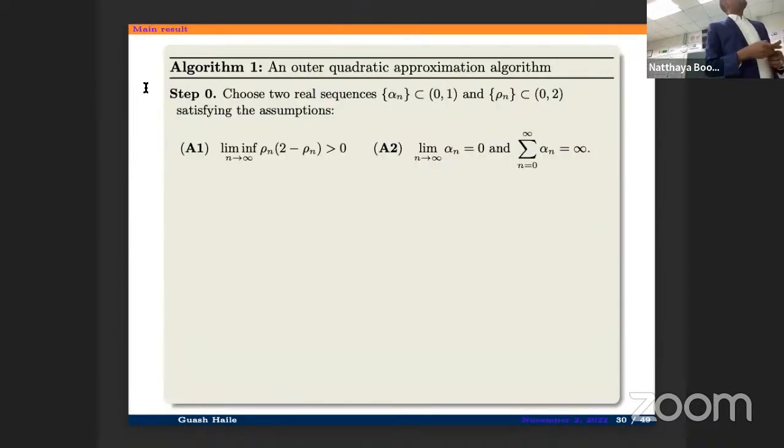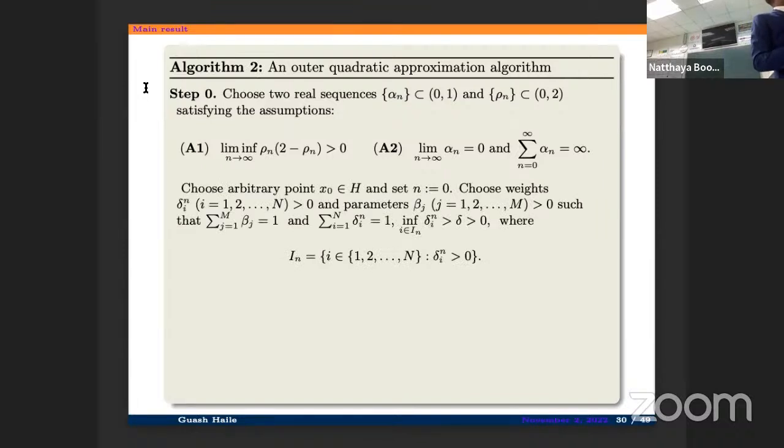So this is the proposed algorithm. We named this algorithm the outer quadratic approximation algorithm. So we choose two real sequences alpha n and rho n belonging to (0,2) respectively. We satisfy these two assumptions.